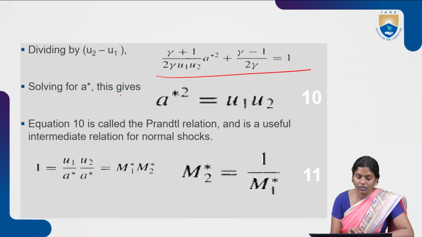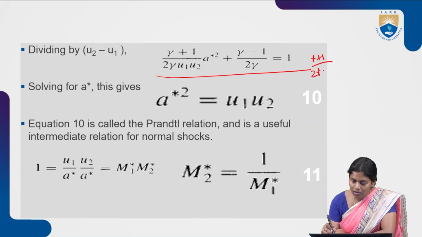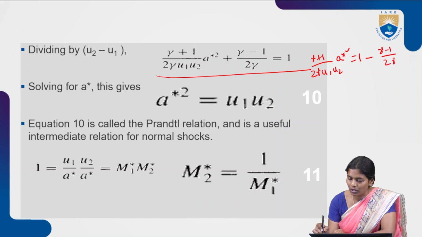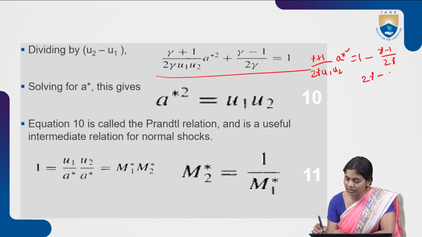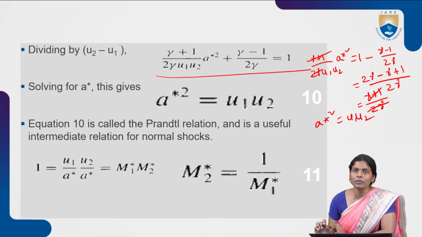Now solving for a star. For solving for a star, we will be having gamma plus 1 by 2 gamma u1 u2 a star square equal to 1 minus gamma minus 1 by 2 gamma. So we can write 2 gamma minus gamma plus 1 by 2 gamma. What it is, is nothing but gamma plus 1 by 2 gamma. So gamma plus 1 gets cancelled, 2 gamma gets cancelled. Now what can we write here? This is nothing but a star square equal to u1 u2, right?